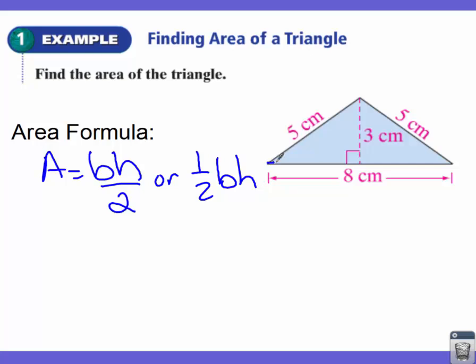So if you look right here, we've got a base and we've got a height. Okay, now this height was a dotted line. Dotted lines are just showing you measurements. They're not part of the actual shape. So base and height will always be touched by a right angle.